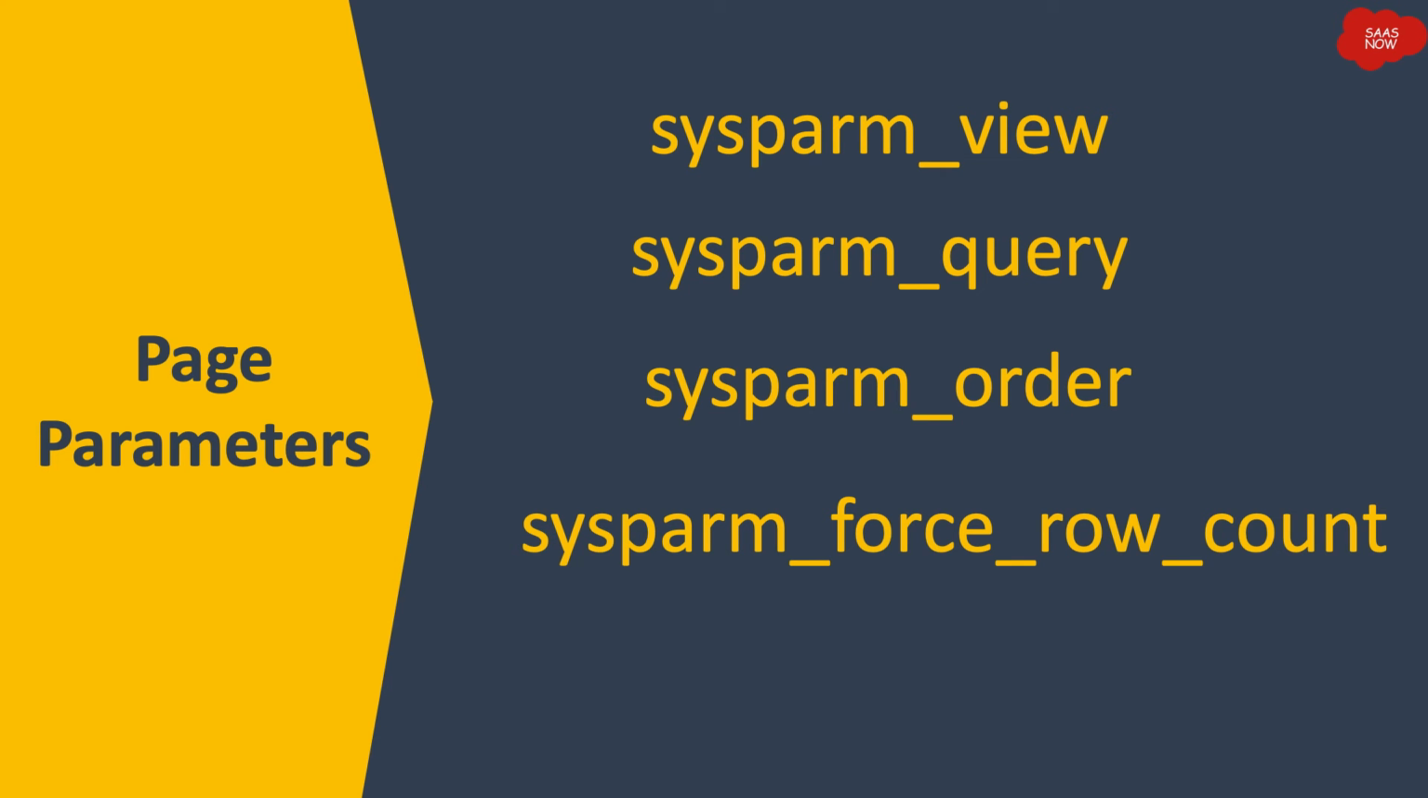You can also put page parameters to change the view, filter the list of records, sort the records in the list, and limit the number of records. The parameters we have are sysparm_view, sysparm_query, sysparm_order, and sysparm_force_row_count. Before I show you an example in my instance for these parameters, let me show you two more elements of the schema which you have to use.